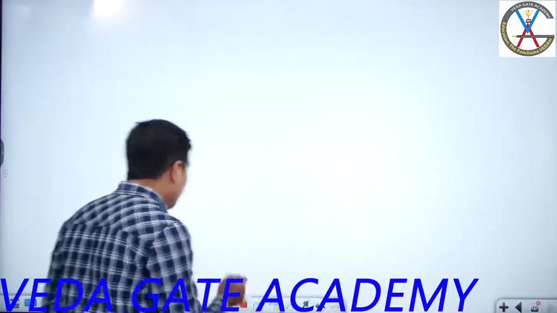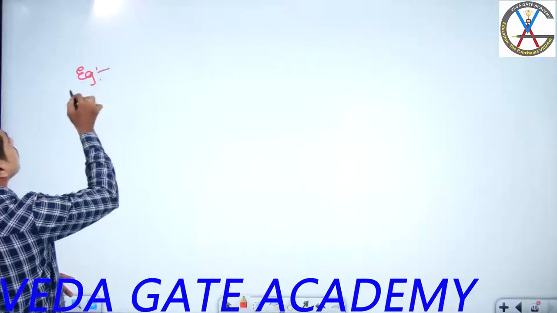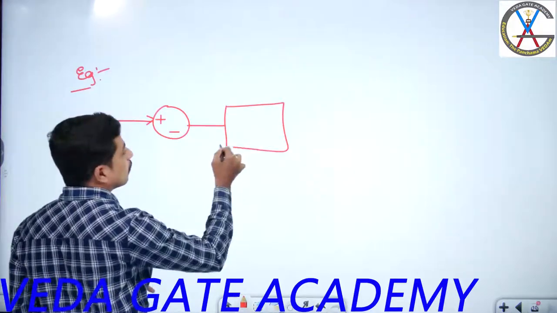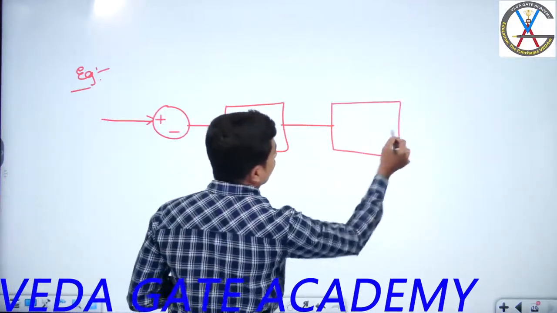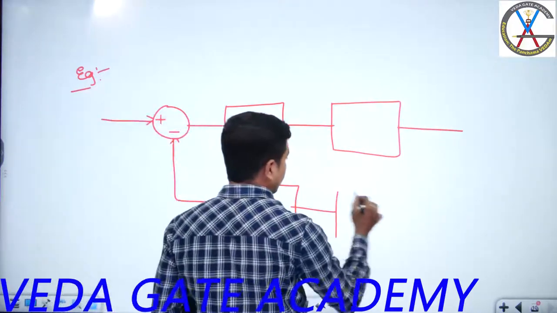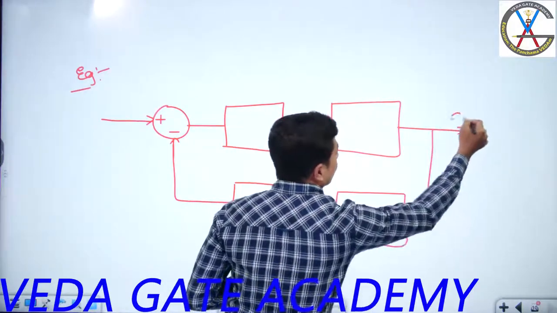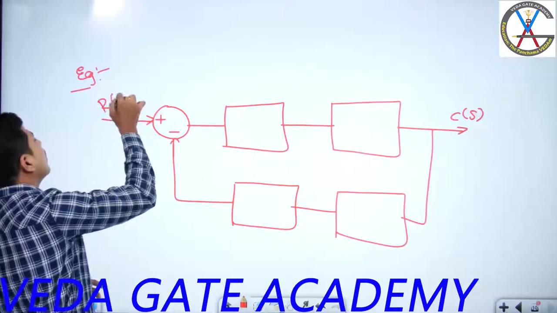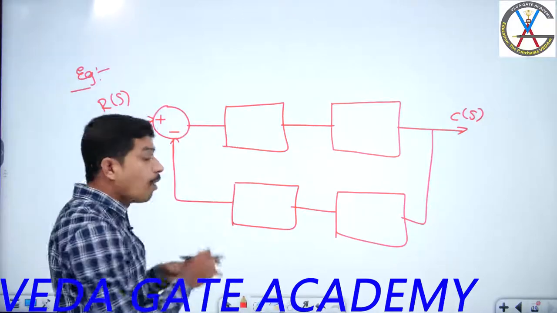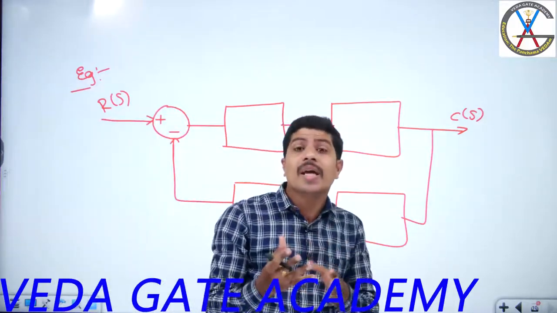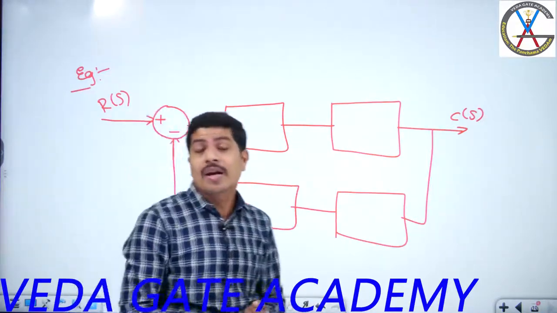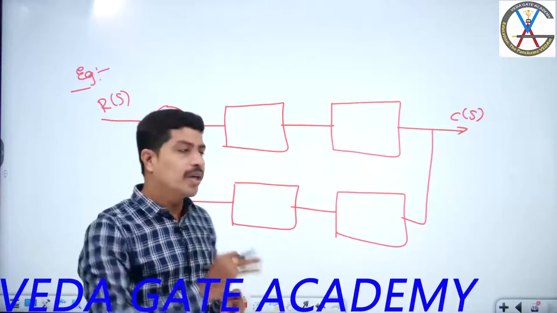Let's take one simple example and execute, then we will understand. Yes, this is C of S, this is R of S. Sometimes if we want, we can represent these as R of T and C of T, no problem. But the things which are in blocks must be in S domain. Because we are able to keep them in blocks after converting into S domain, then only can we multiply these two. If we represent in time domain, then both should be convolved.